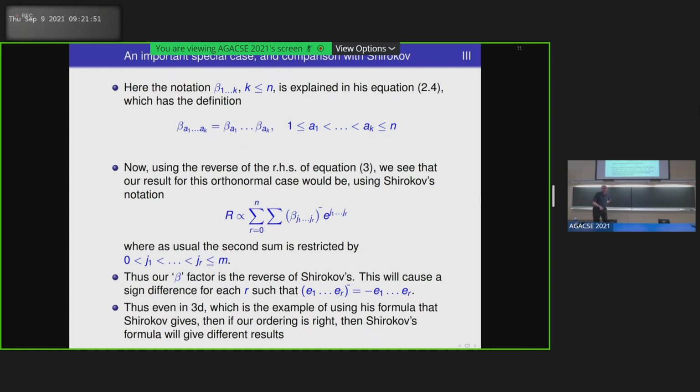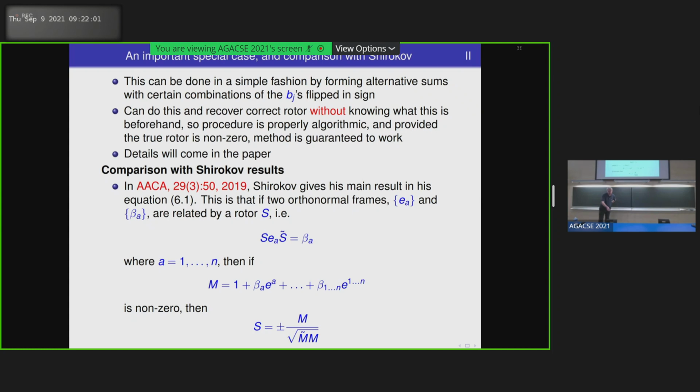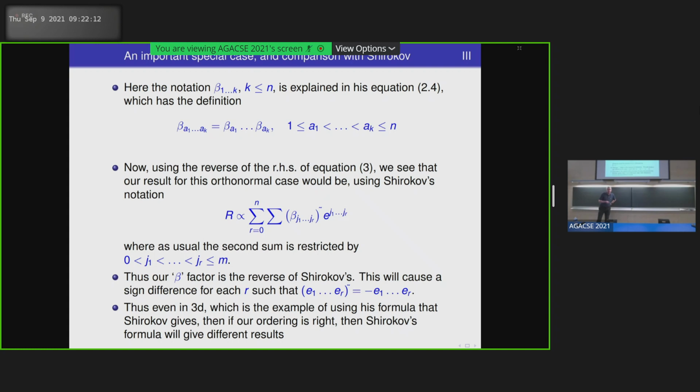the beta that he's using is actually the reverse of ours. I don't know how clear that was, but let me go back again. You can see that just here, the betas go up in ascending order, and that is the opposite of what we're finding. So our beta factor is the reverse of Shirokov's, and this will cause a sign difference for each r, such that when you reverse the e_1 through e_r, you get minus what you started with.